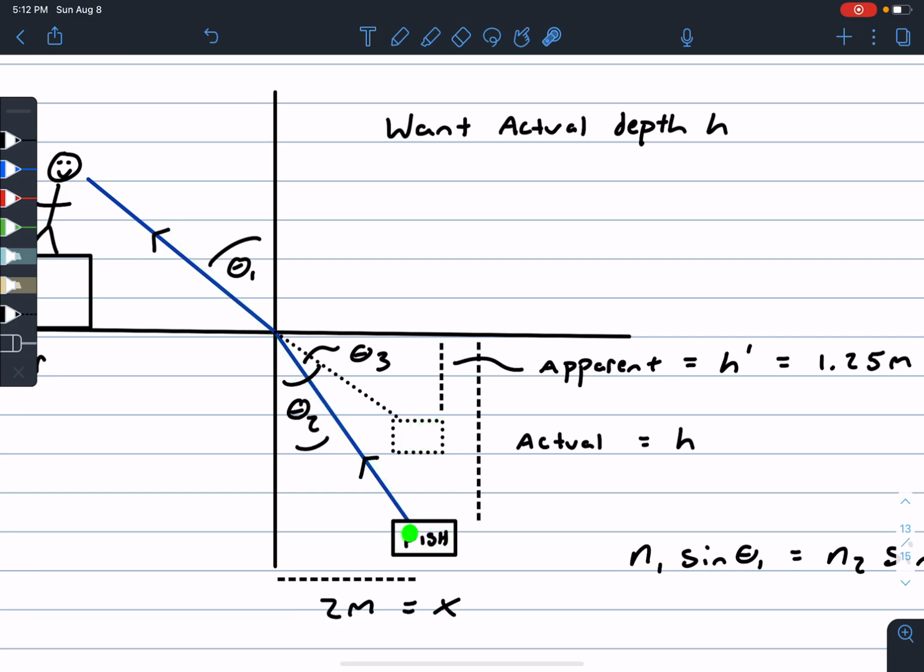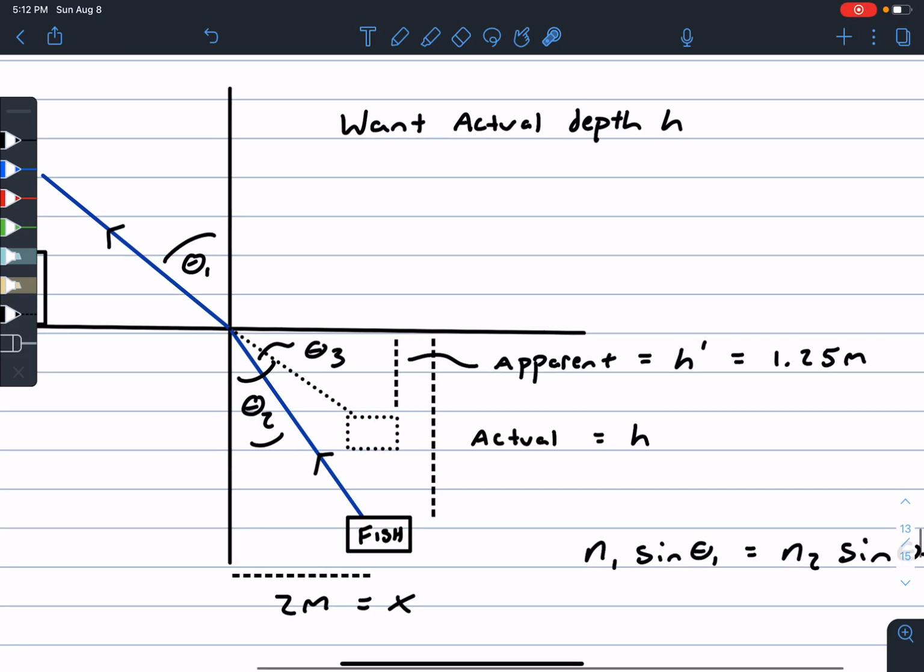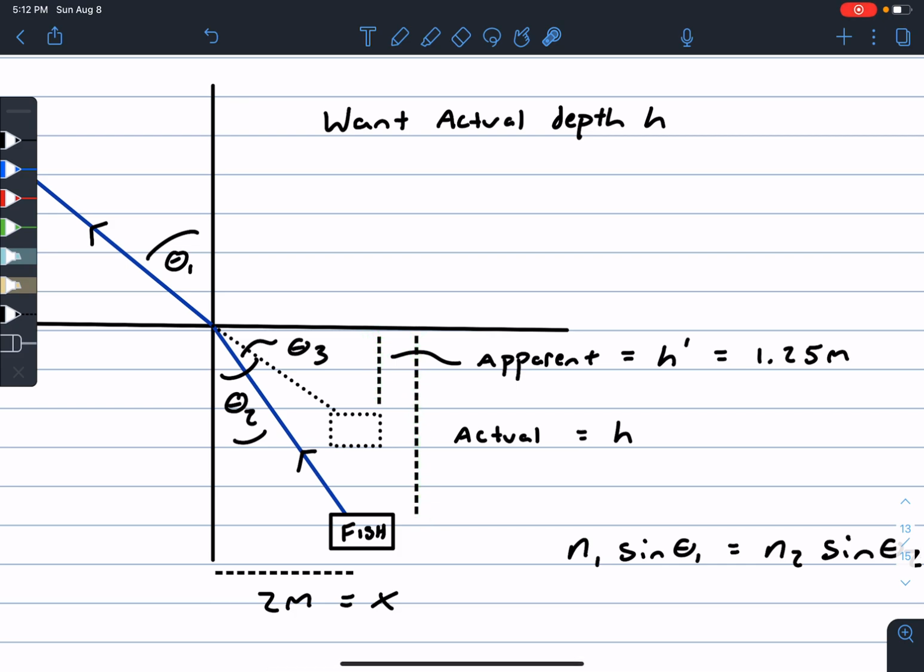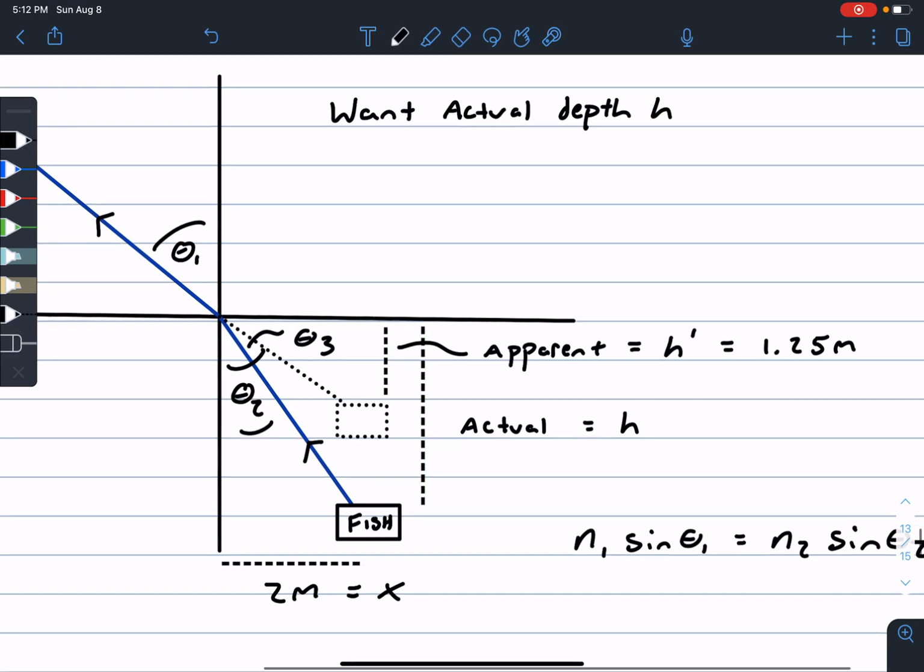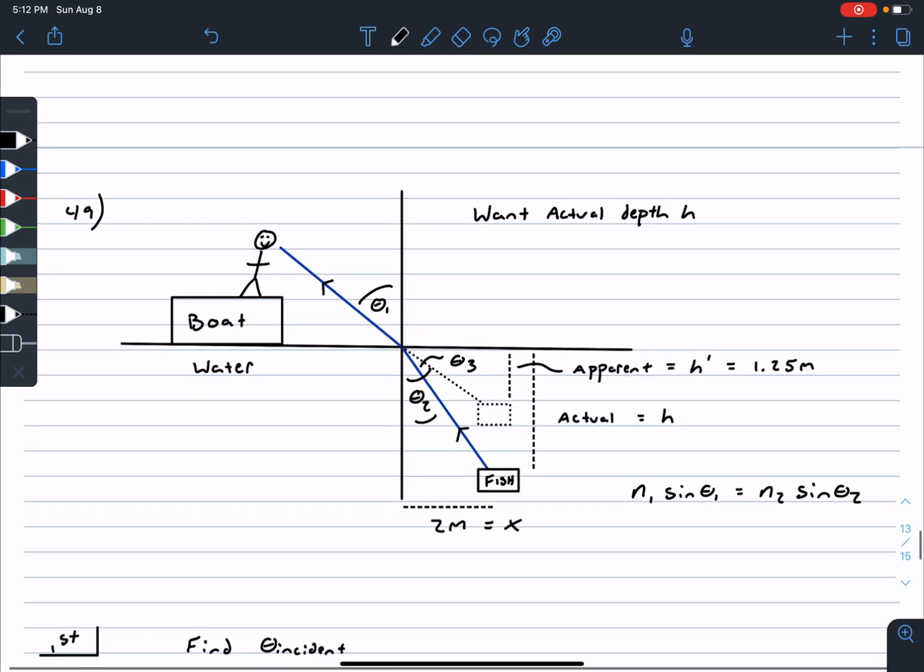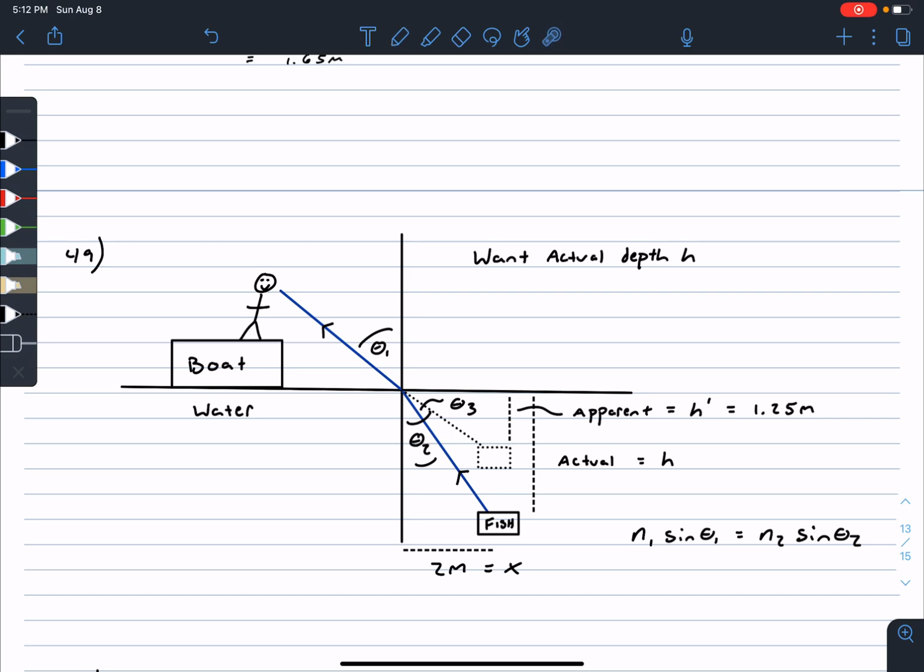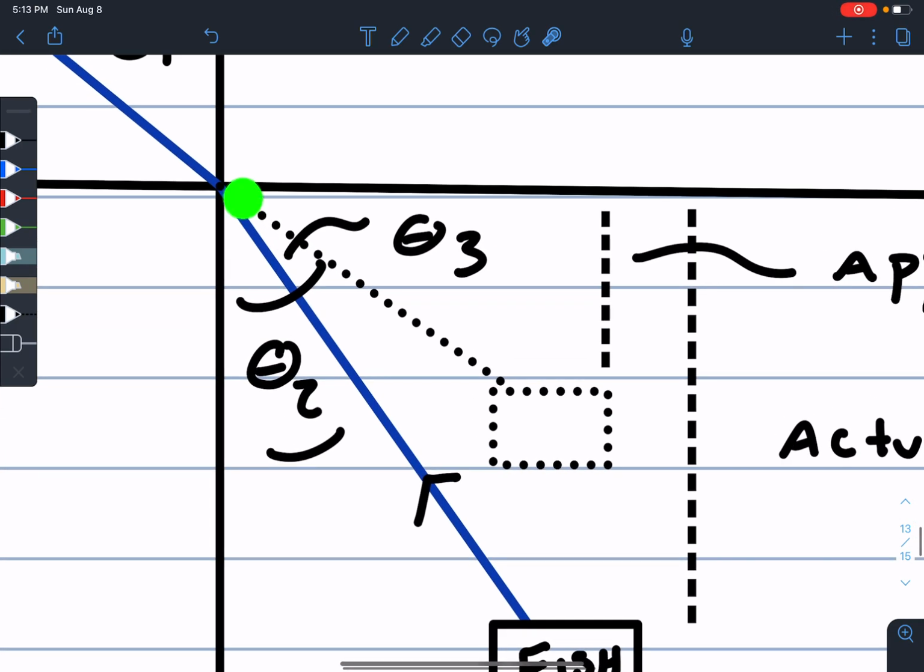This is the fish, the actual fish. So this is the fish's actual depth, right? So there's an apparent depth and there's an actual depth. We want to find how deep it actually is. So the first thing we need to do is find the incident angle of the ray of light, which would be here. If this is the object that they're seeing, we know this depth is 1.25 meters. So we can actually find the angle that it makes with this dotted line here. That's what we're after, this angle.